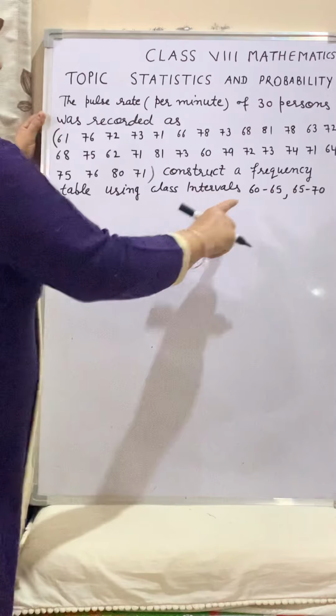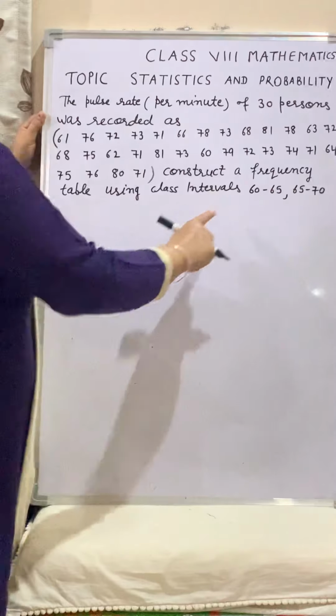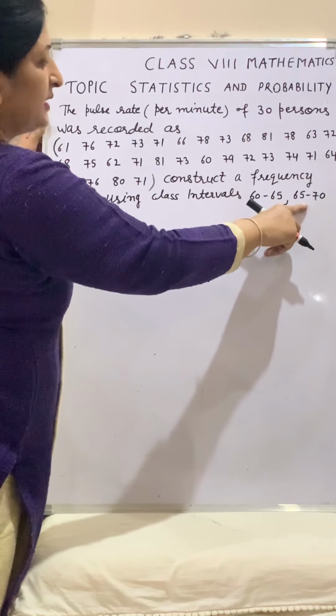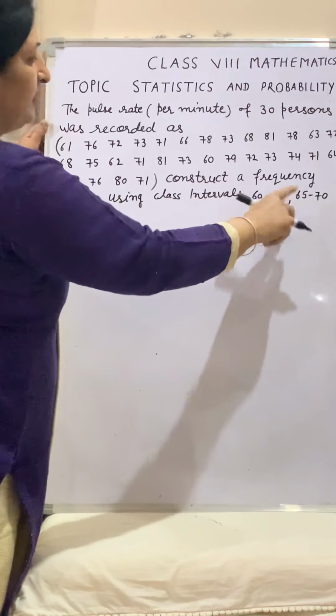61, 76, 72, 73, 71 and so on. Last is 71. Now we have to construct a frequency table using class intervals 60 to 65, 65 to 70. These are called the groups or class intervals. We will now prepare a grouped frequency distribution table.